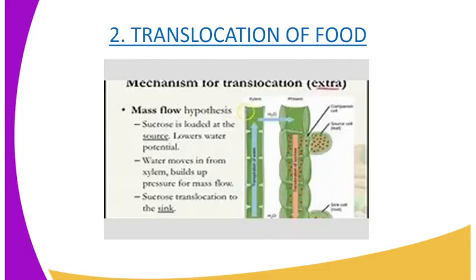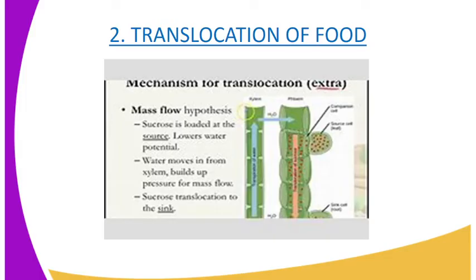On to the second importance of water in the farm. It is used during the process of translocation of food. Translocation of food is the process through which the food which is synthesized in the leaves is transported from the leaves to the rest part of the plant. During translocation, there is a very important tissue which is involved, and that tissue is called the phloem. And there is a mechanism for translocation.